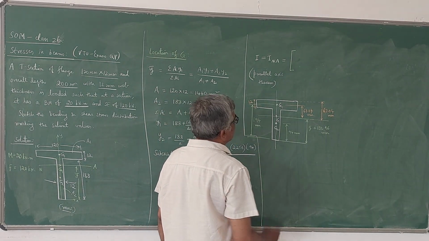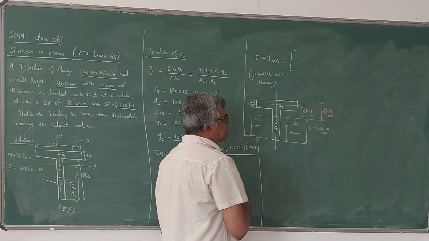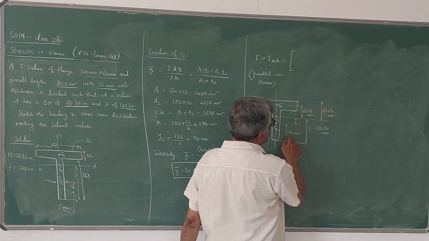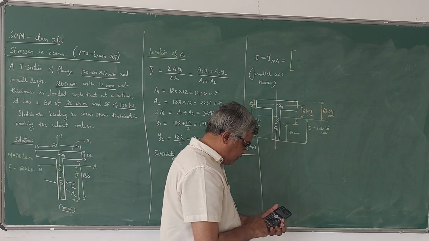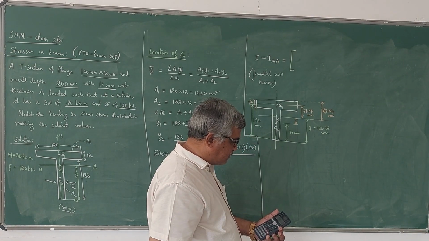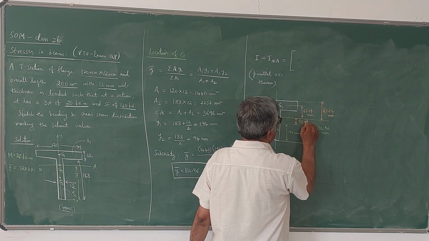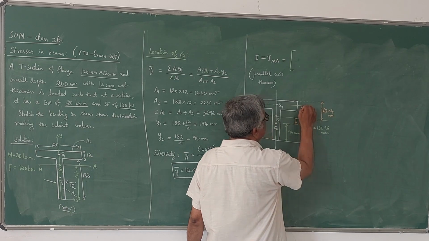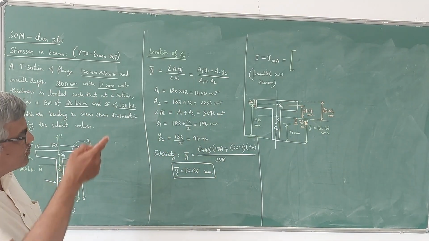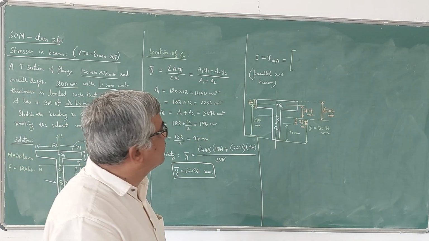Next, distance from G to G2, these two distances we need. It is 132.96 minus 94, which is 38.96 mm. So these two distances, that means distance from G to G1 and distance from G to G2, are required for computing the moment of inertia.